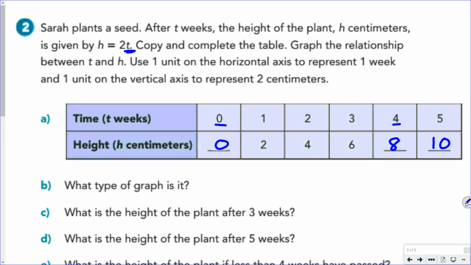What type of graph is it? It is linear. What is the height of the plant after 3 weeks? Well, that would be 6 centimeters, as it tells us in the table. What is the height of the plant after 5 weeks? Well, that is 10 centimeters, as it tells us in the table. And see, we've been able to answer all these questions so far without having to look at our graph.